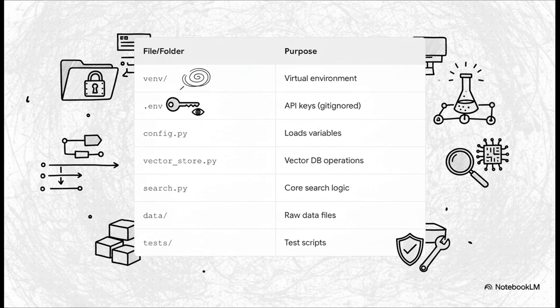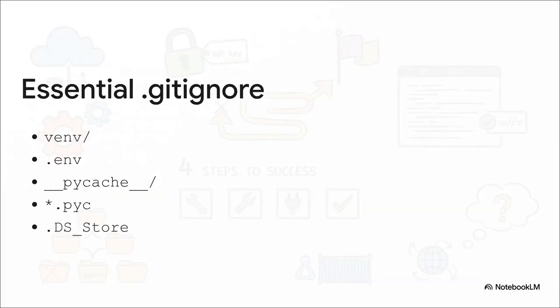Everything has a logical place to live. You've got your virtual environment folder, your secret .env file, a config.py file whose only job is to load those secrets, and then you separate your logic. One file for your vector database stuff, another for your actual search functions, your data lives in a data folder, your tests in a tests folder. This isn't just about being tidy. It's what makes your code easy to maintain, easy to debug, and easy for someone else or future you to understand.